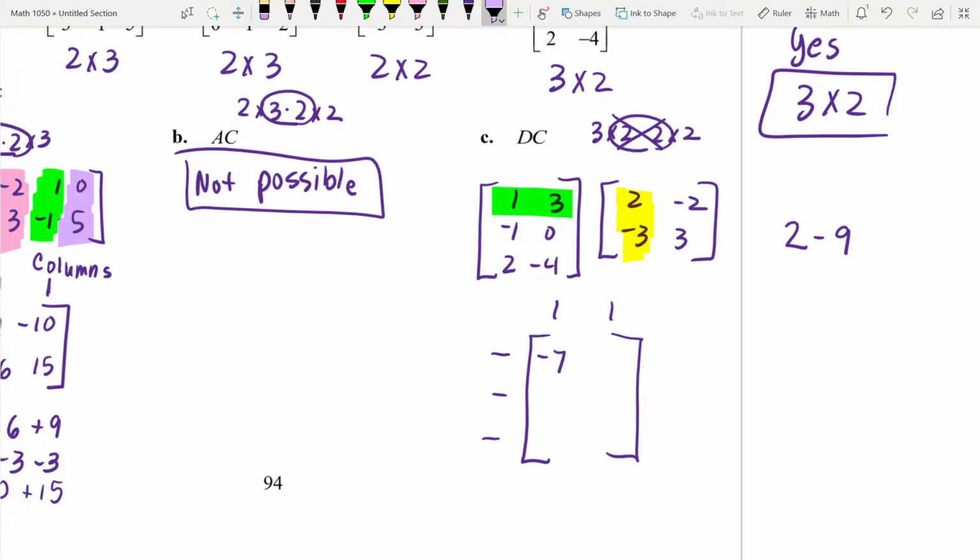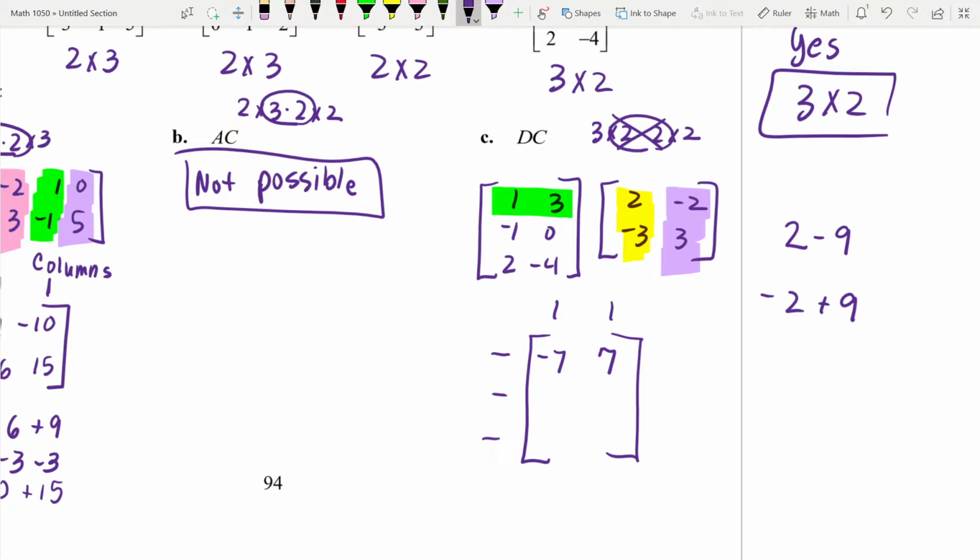Now I'm going green to purple. The 3 drops down. So the 1 goes to the negative 2. 1 times negative 2 is a negative 2. 3 times 3 is 9. Combine those and I get a positive 7.